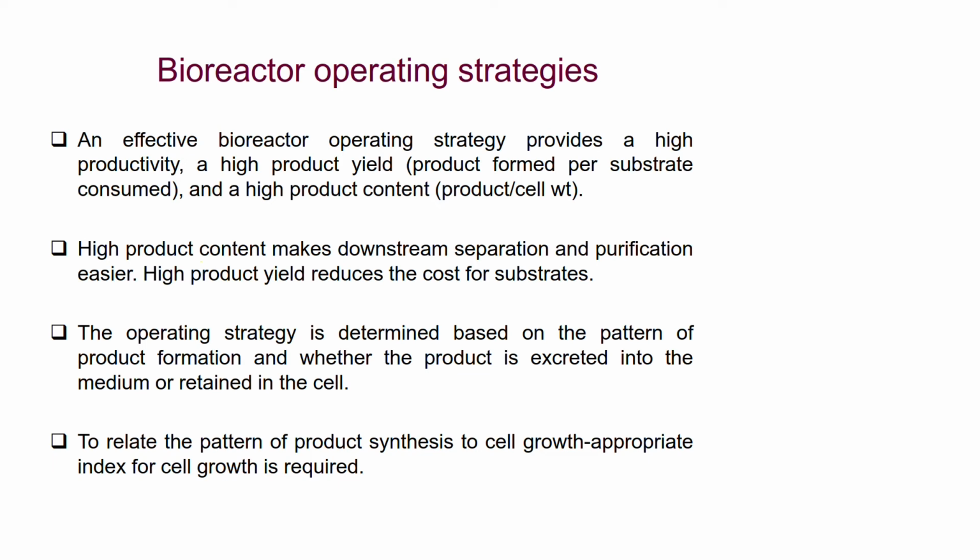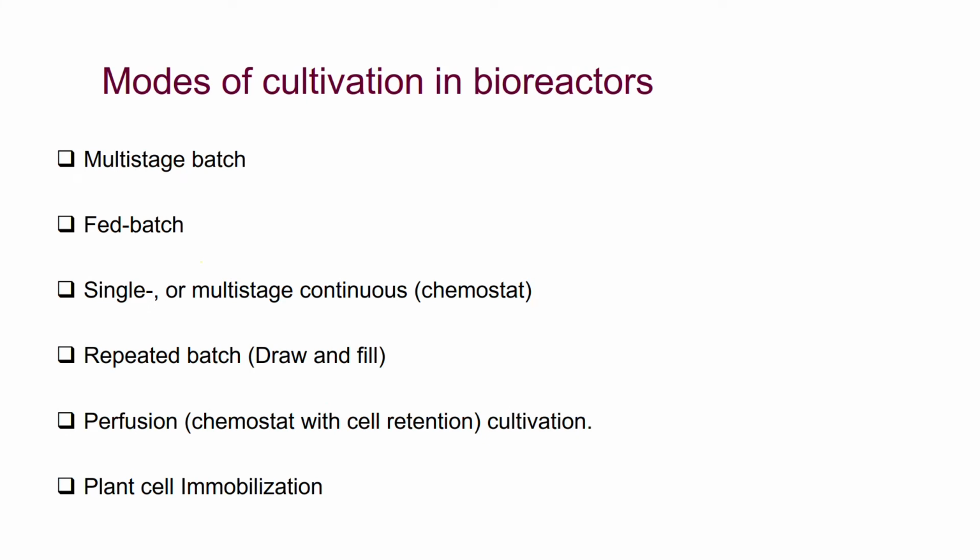The operating strategy is determined based on the pattern of product formation. To relate the pattern of product synthesis to cell growth, an appropriate index for cell growth is needed. Now, the modes of cultivation which you will come across will be multi-stage batch, fed batch reactors, single and multi-stage continuous chemostats, then repeated batch, which are also called fill and draw systems. You will hear many different terminologies, but if you read the details, you will be able to see that there is a lot of overlap between one or more of these.